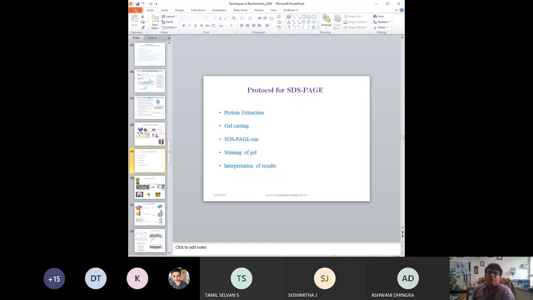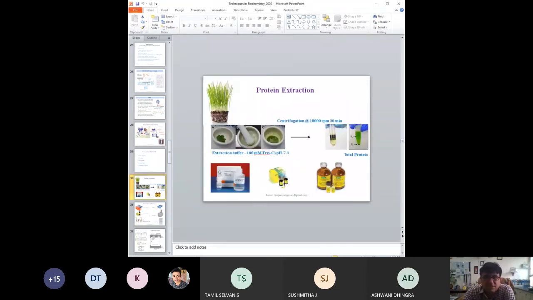Then gel casting, where I told you about the different types of gel we can cast and what type of instrument you are going to use, and then the SDS-PAGE run, so what the conditions are, what the current and voltage should be, all that information. Then staining, where I explained different types of staining, their detection range, and then some of the results which I showed. This slide shows the extraction, which I explained.